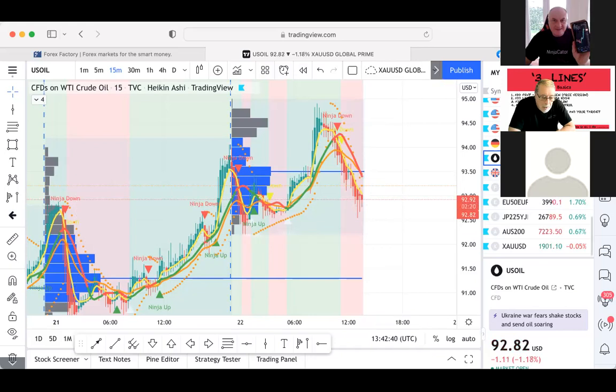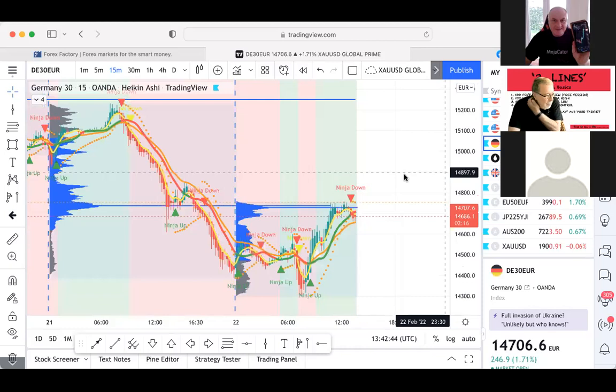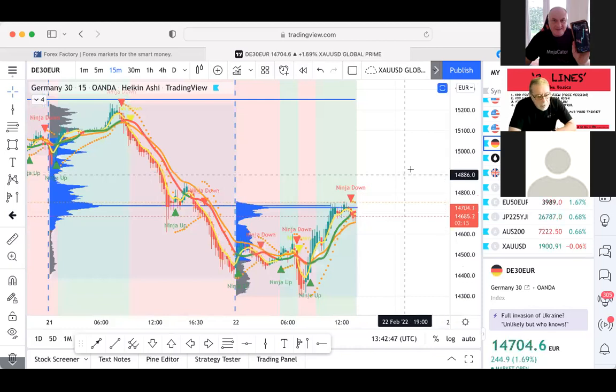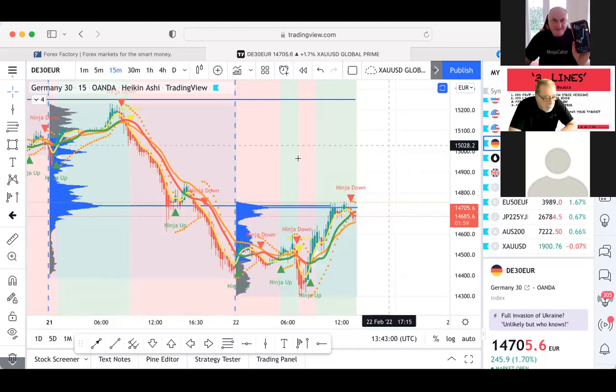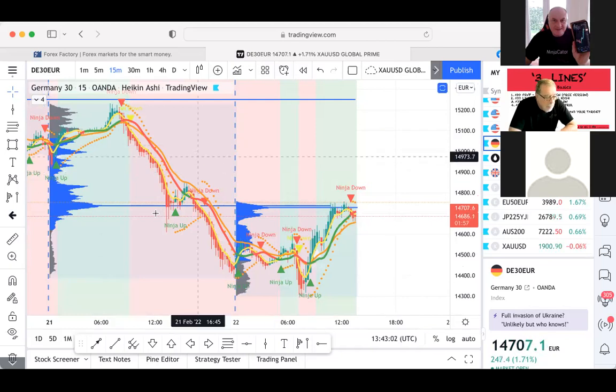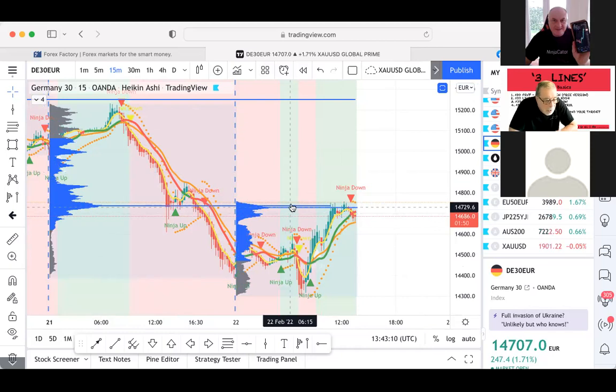And I missed one out there, which is German 30. This is similar to US 30, except this is using the top 30 German companies as the indices. So there's the top 30 companies in Germany. And what that shows me is that there's yesterday's point of control, which is almost identical to today's point of control, but there is an outstanding point of control.